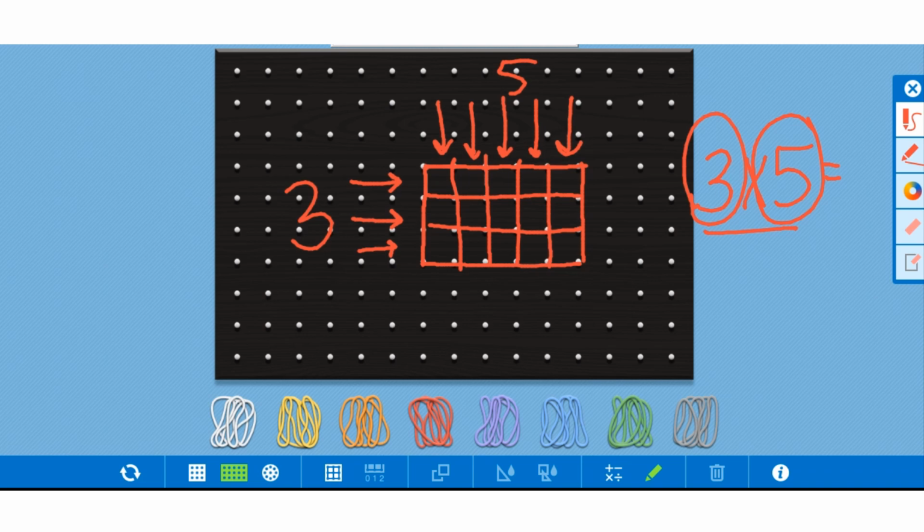And now I'm going to figure out the area by counting. So we've got 1, 2, 3, 4, 5, 6, 7, 8, 9, 10, 11, 12, 13, 14, 15. So the area of that rectangle is 15. 3 times 5 equals 15, and that would be my product.